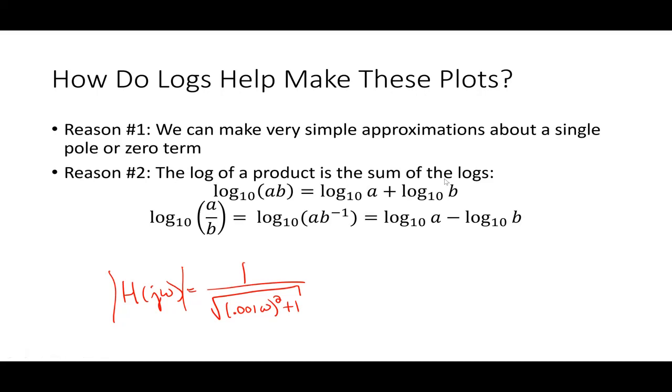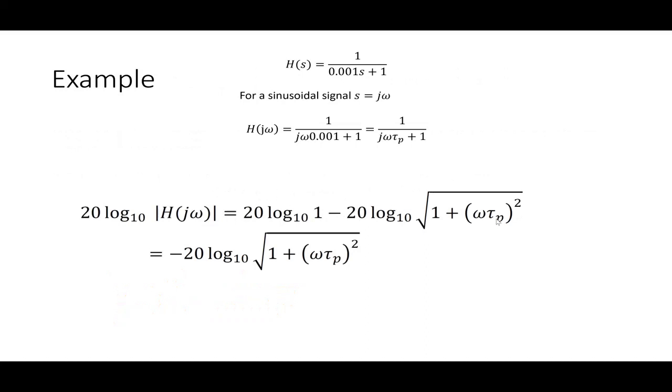So specifically what I mean is if I take the log of a times b, that becomes the log of a plus the log of b. And I consider this to be kind of a corollary result of that: if I take the log of a over b, that's the same as log of a times b to the minus 1, which means this becomes the log of a minus the log of b. So the fact that the log of a product is the sum of the logs becomes really useful later, as we'll see.